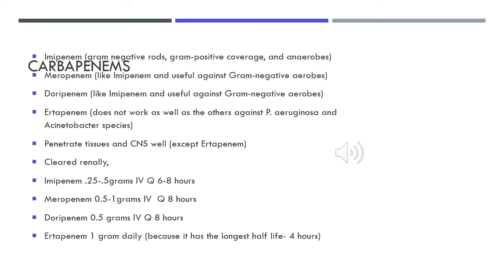All of these are cleared renally, so you have to dose adjust for renal patients. I listed here the average dosing for the carbapenems. And just to make note that ertapenem is a once a day option, and that's because it has the longest half-life, which is 4 hours.